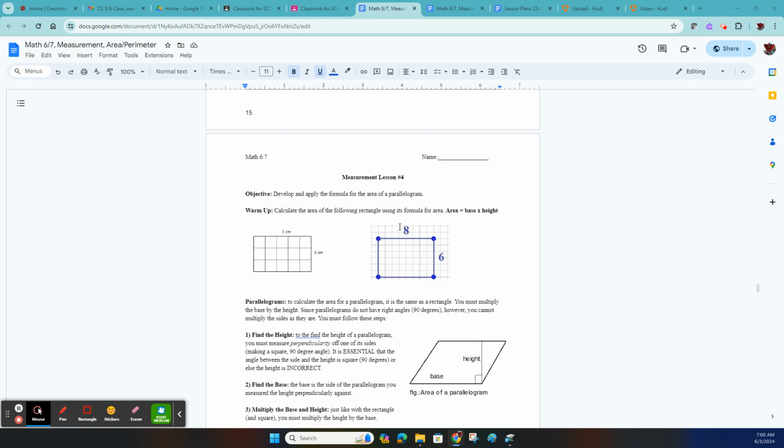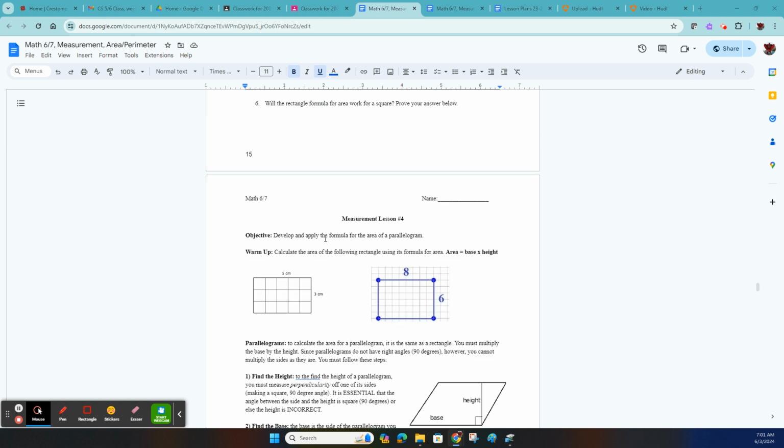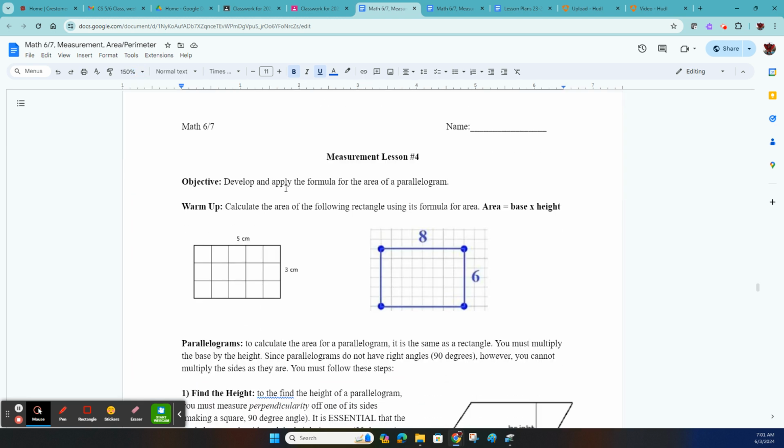So we're on lesson 4. We just finished talking about area of rectangles, as well as finding perimeter and creating a formula to find both of those things. And now we're going to find the area of parallelograms. And before we do that, let's just see what our objective is. That's to develop and apply the formula for the area of a parallelogram.